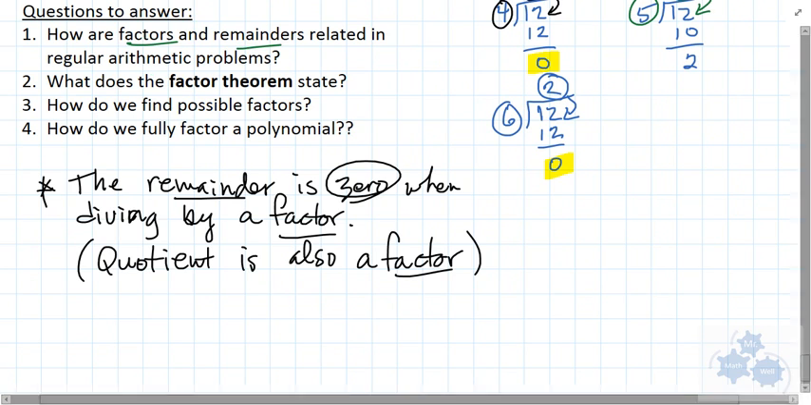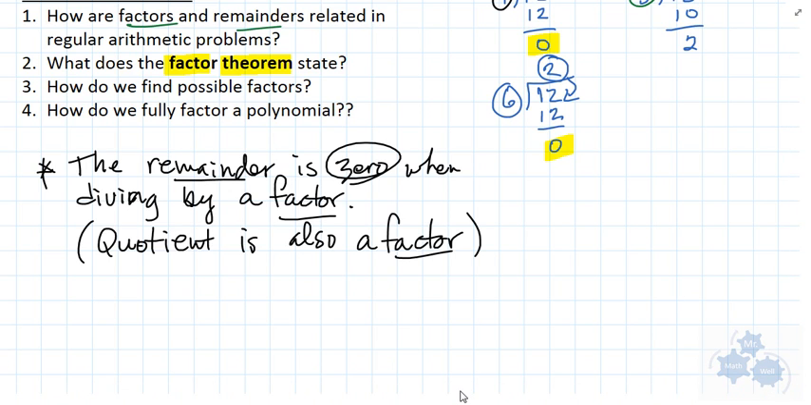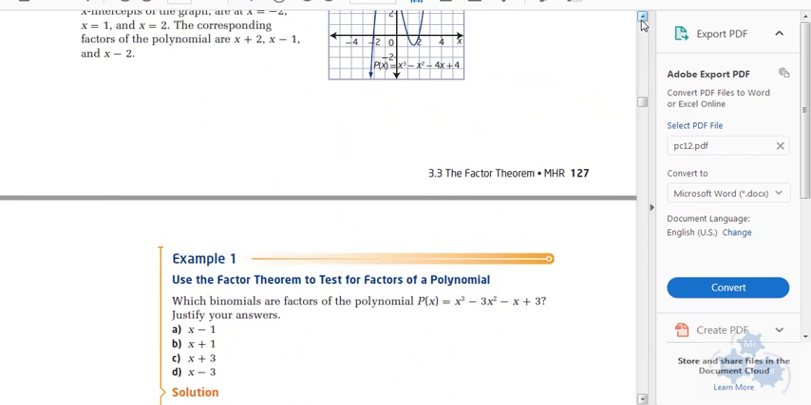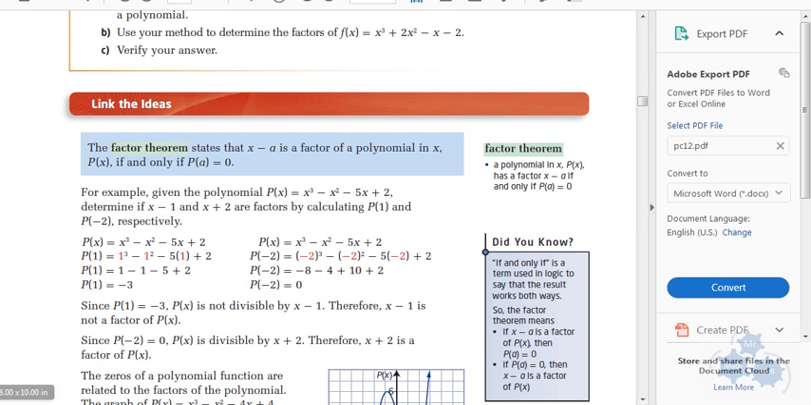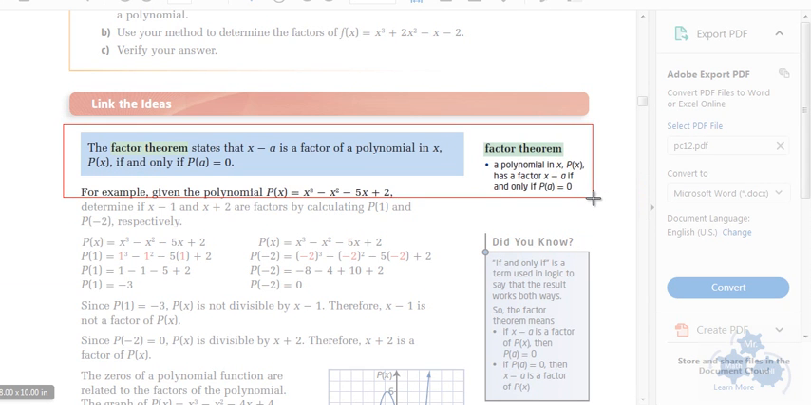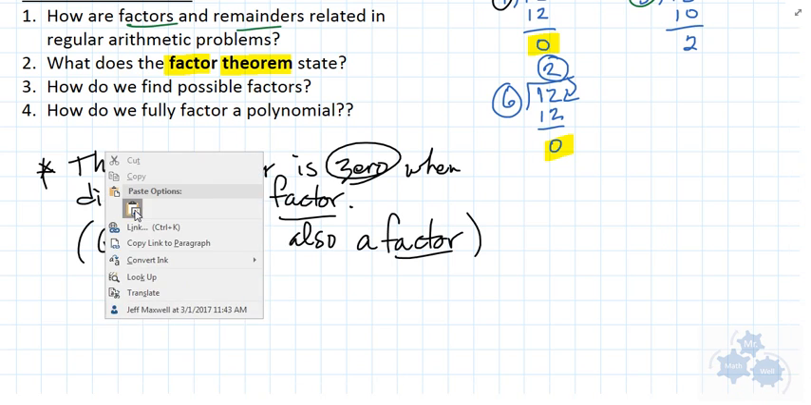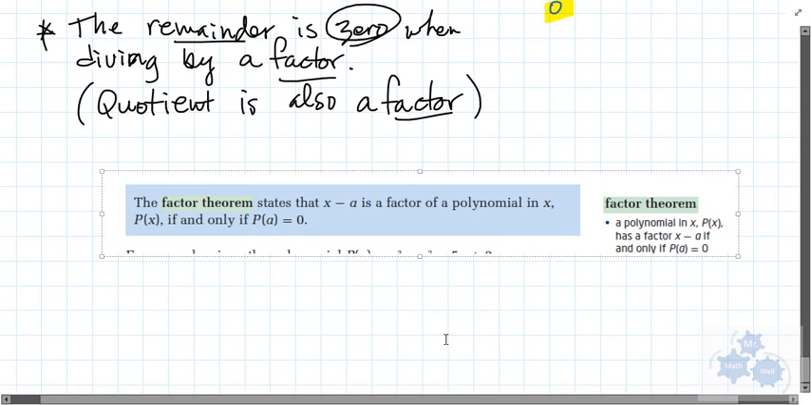Let's talk about what question number 2 asks. What is the factor theorem? So if we were to take a good close look at that, let's go to the textbook. And I'm just going to back up a little bit here for you. So the factor theorem is right here. Now I'll clip this into our notes so we can expand that a little bit if we need to, and doodle on it or whatever we need to do. Let's just throw that down here, really small. Okay, so here's the factor theorem.